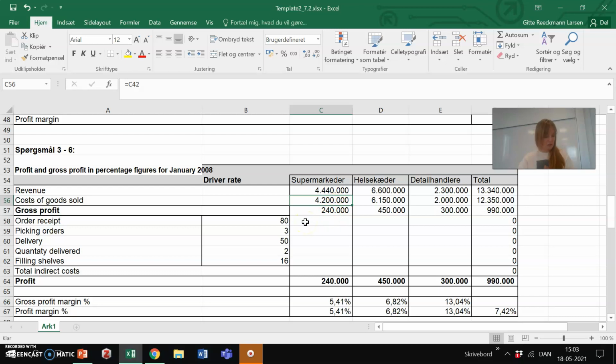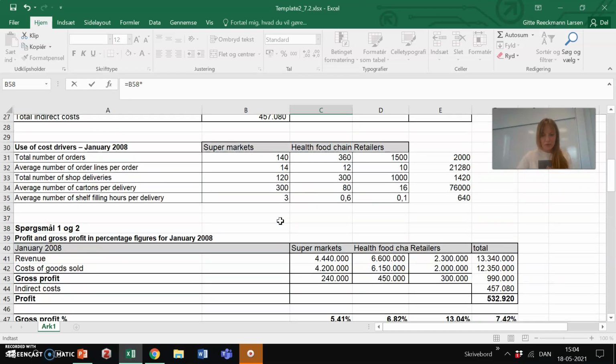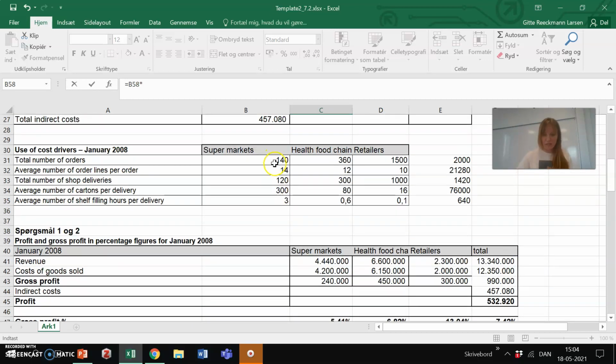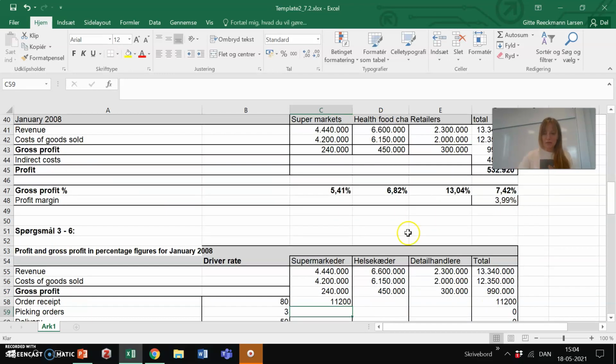Now, the interesting part is coming here from calculating this to allocate to see where and who is using most of our indirect costs here. So for this first one, what we want to do is we want to take our cost driver rate and multiply with number of orders. So let's find number of orders for supermarkets. Here it's the 140. That's the cost used by the supermarkets for number of orders. Now we have directly related the number of orders to the supermarket.